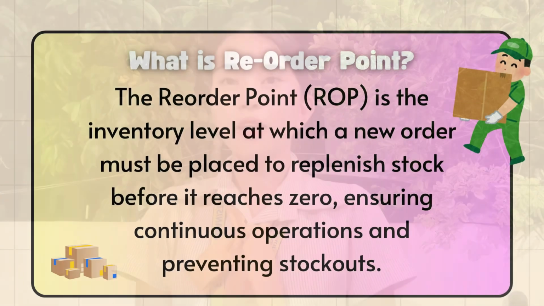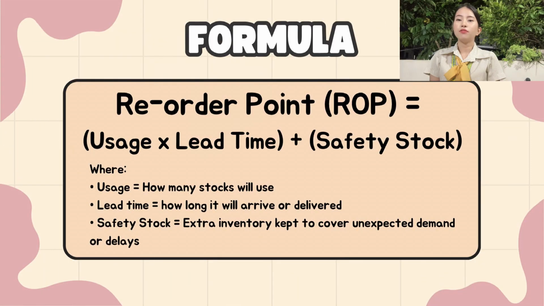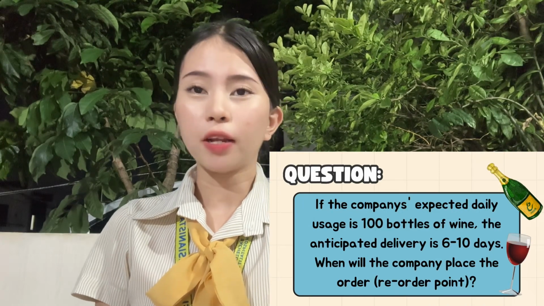Moving on, let us first discuss reorder point or ROP. ROP is the inventory level at which a new order must be placed to replenish stock before it reaches zero. Here we have the formula for ROP, which is reorder point equals usage multiplied by the lead time plus the safety stock. So let us apply the formula with this example.